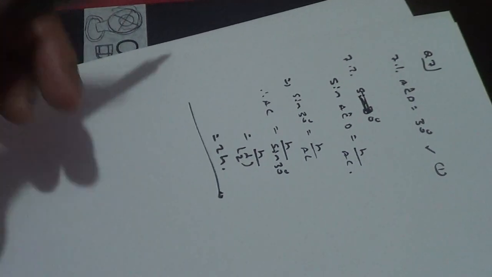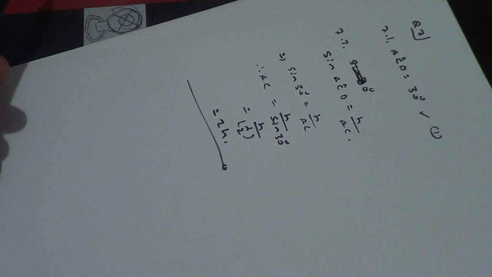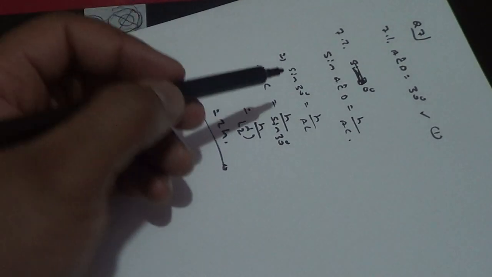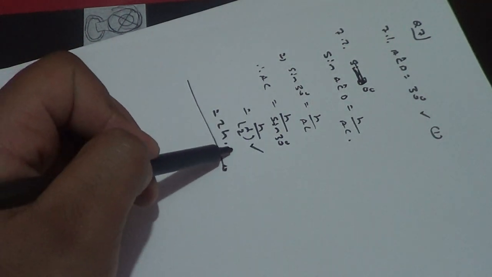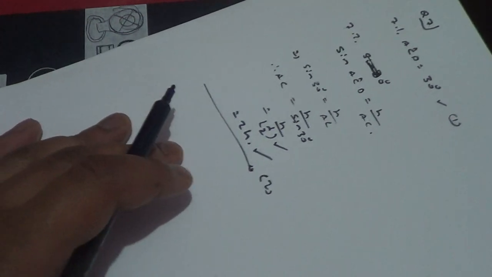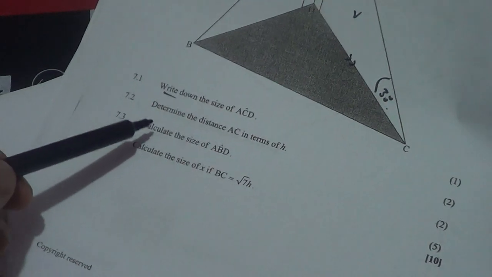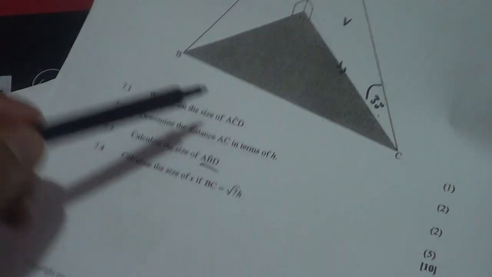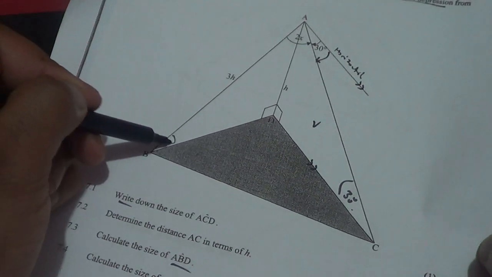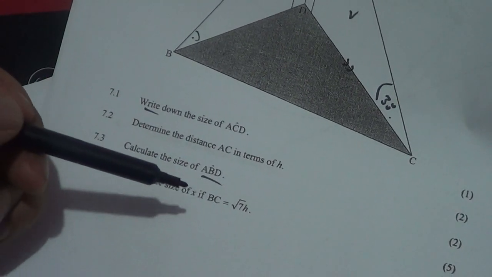Not a problem, just being silly now. Could have gone very quickly here, but I just want you to see everything. Right, because this is just for 2 marks, and I do believe that this other mark comes from knowing that this is a special angle, and then you get your 2 marks there for the answer. All right, next one. Calculate the size of ABD. So they want this angle here.